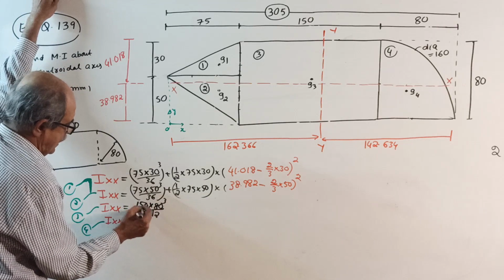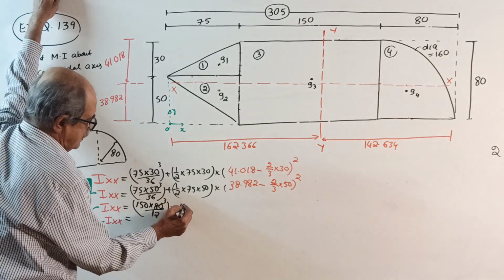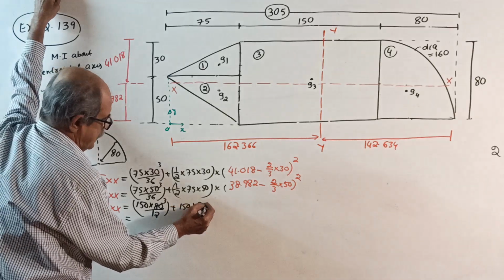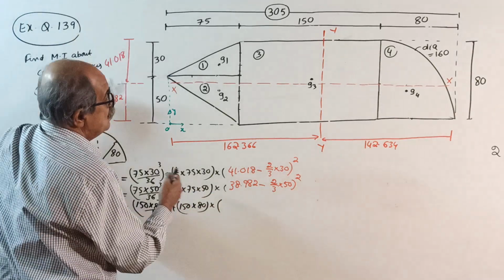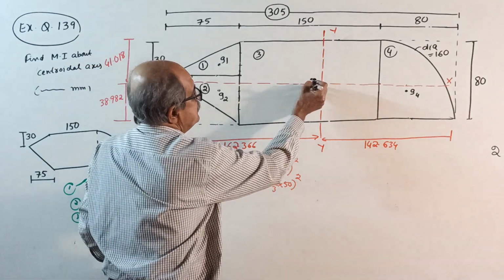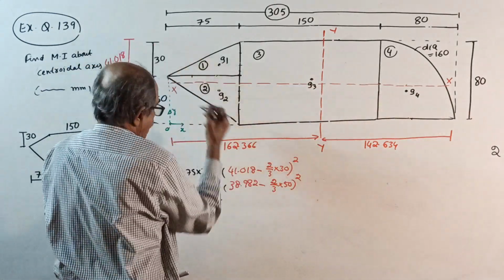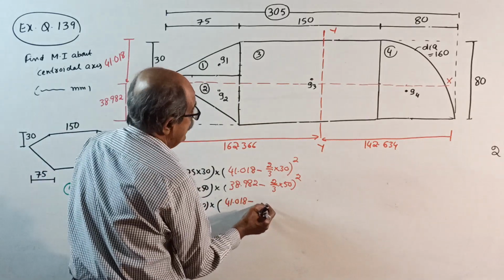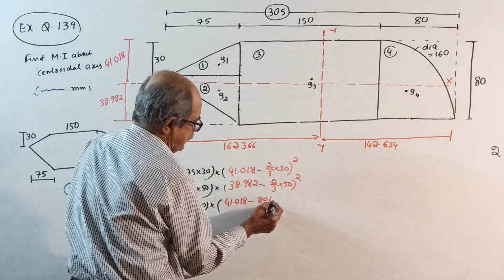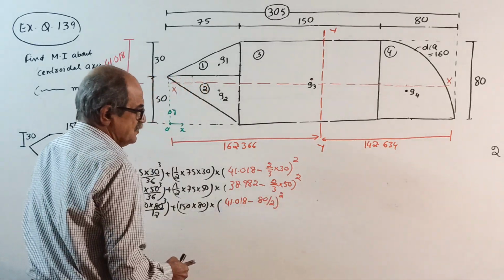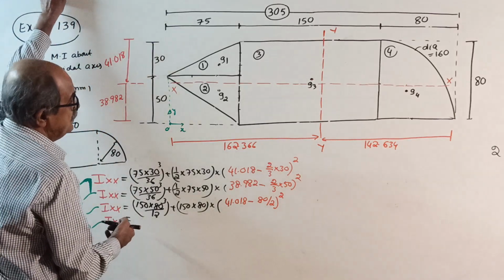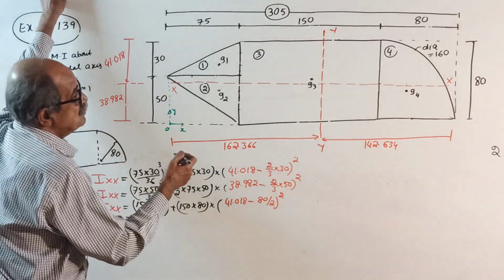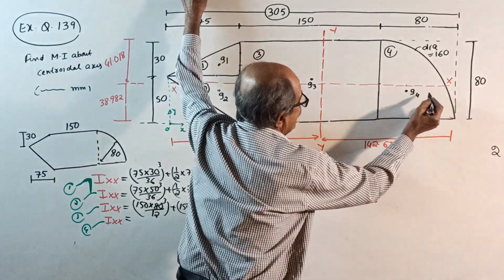80 cubed by 12 Ig plus area, 150 into 80 into this distance square, 41.018. Those who have been studying thoroughly all these days will have no difficulty. They will tell this question; I will solve it without using any of his class. Last one, I about its own axis.